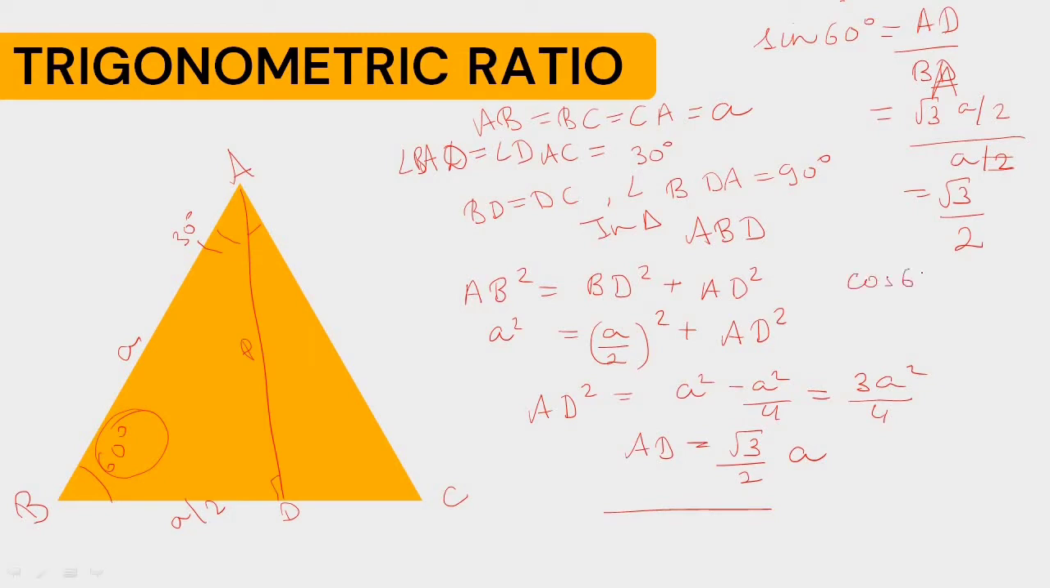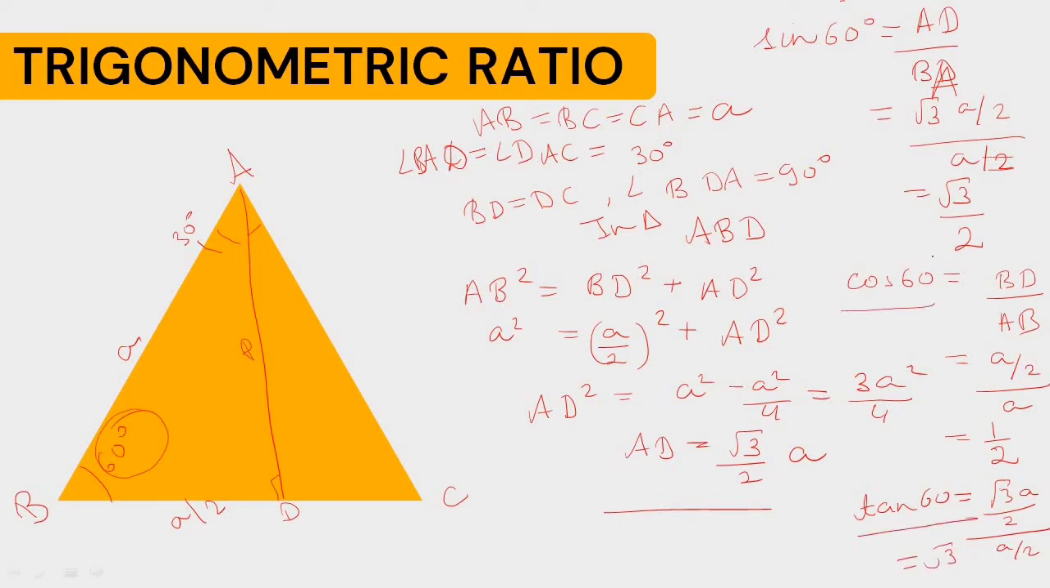Similarly, the value of cos 60. For cos 60, it is base upon hypotenuse. What is the base here? Base here is a by 2. Hypotenuse here is a. So the value of cos 60 is 1 by 2. Similarly, tan 60. For tan 60, we take perpendicular upon base. Perpendicular here is root 3a by 2 and base here is a by 2. So it comes root 3. So the values of sin 60, cos 60 and tan 60 are with us. Similarly, we can find the values of cosec 60, sec 60 and cot 60 by just inverting these values respectively.